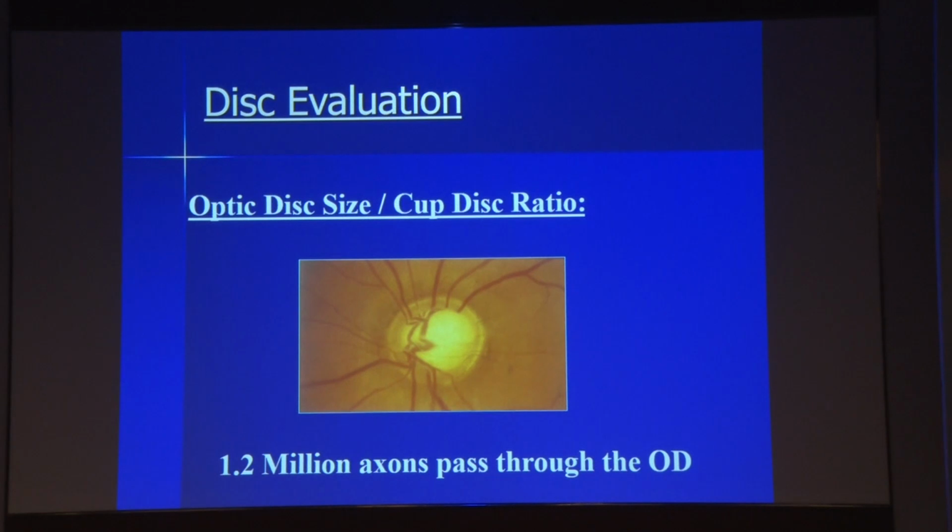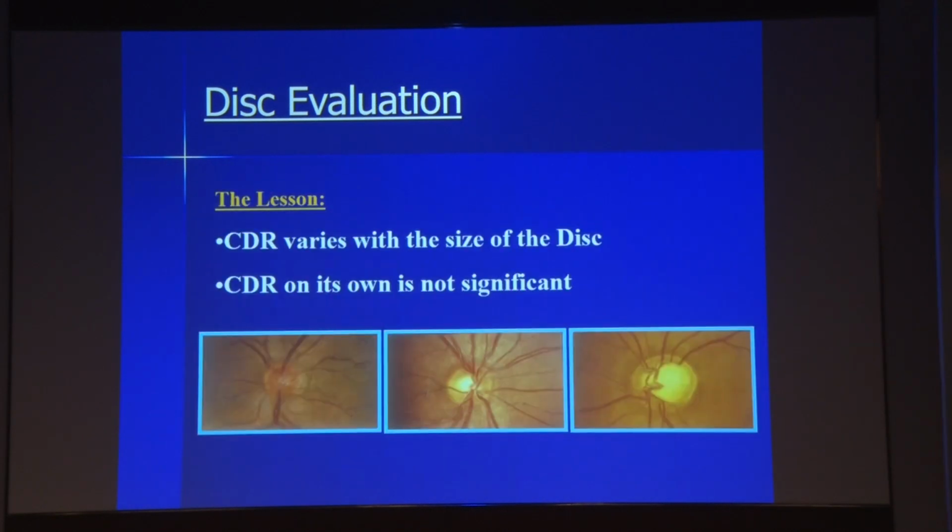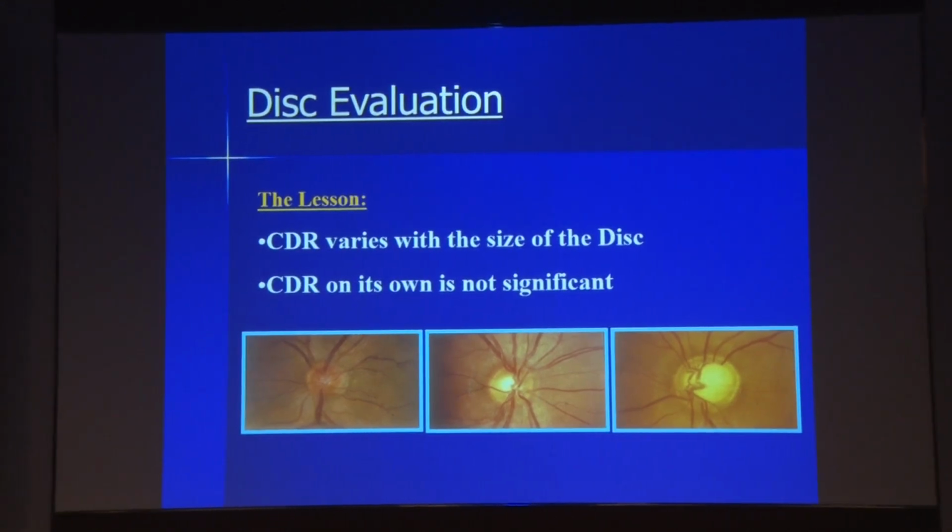And here, if you see, it is a large disc. This is also a normal disc. And you know that 1.2 million axons are passing through the optic nerve head or the neuroretinal rim. If you see all the three discs together, what is the lesson that we learn? That the cup disc ratio varies with the size of the disc. These three are all normal discs. This is a small disc, this is a medium-sized disc, and this is a large disc. So cup disc ratio on its own is not significant.